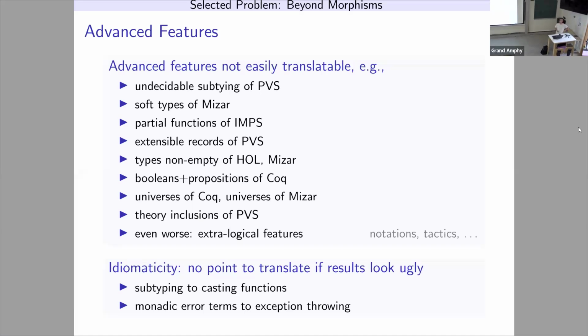Or you cut corners and you don't translate the entire stuff. You could just say, okay, anything that uses extensible records of PVS, I just skip it in the translation. That can work. But then you have partiality. So partiality is another way to get around these problems.